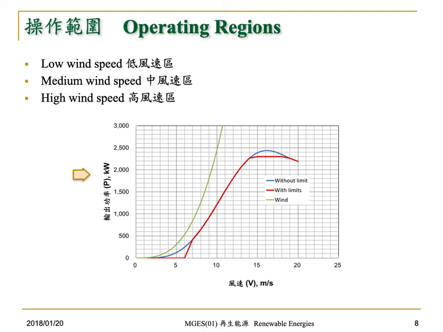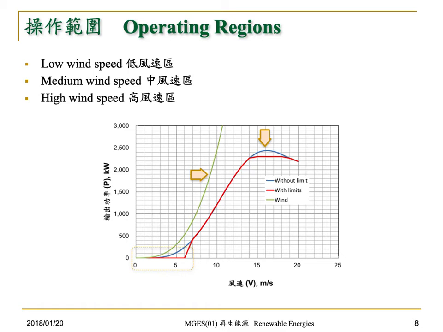On the green curve, this one is the ideal curve. Assume the power output for a given wind speed means all the air kinetic energy was converted into electricity. That's how the green curve shows up. But the blue one is the actually possible power output from the wind turbine, because there's an energy conversion efficiency. You may not capture all the wind kinetic energy. And the red one is the actual wind turbine output power.